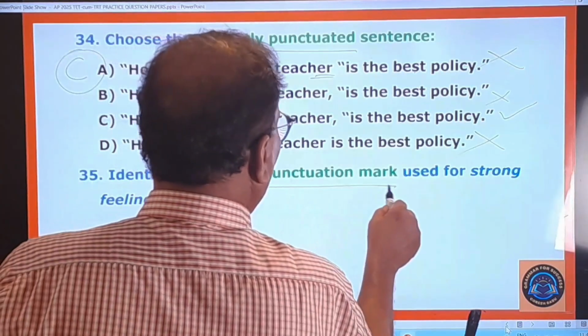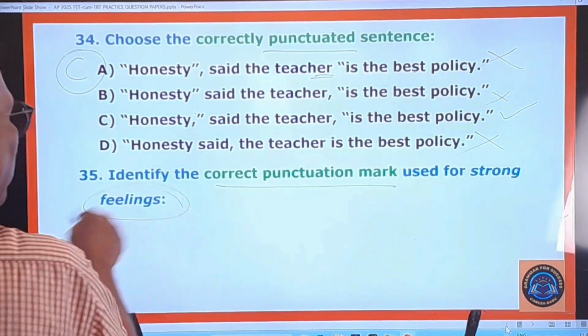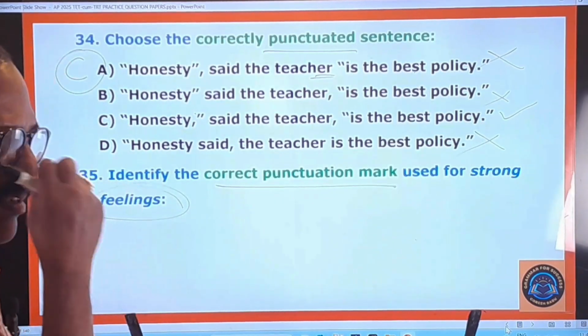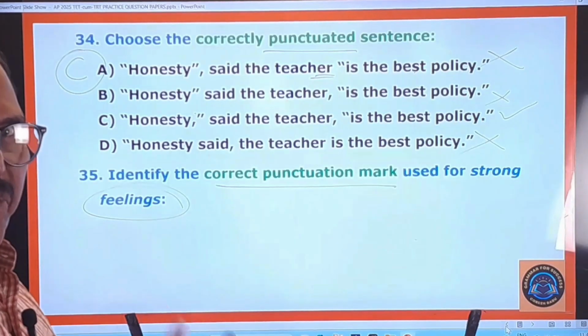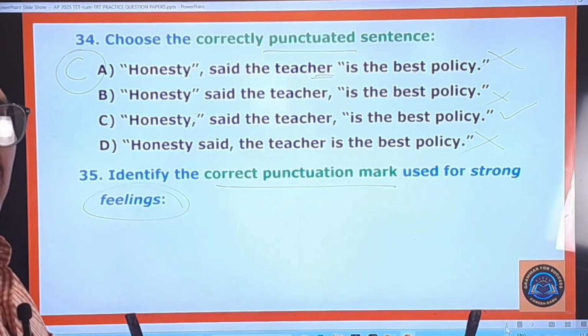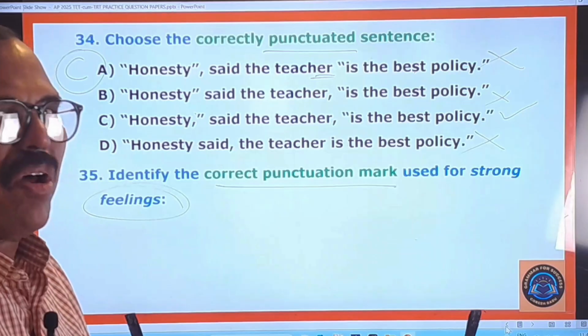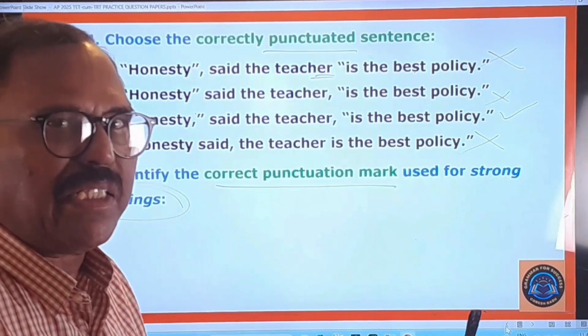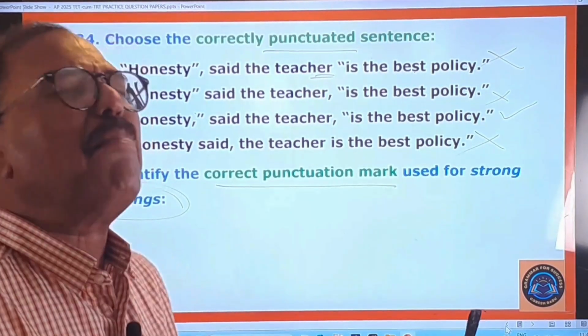Identify the correct punctuation mark used for strong feelings. Strong feelings means some joy, some sorrow, some fear. For example, some strong feeling when you are going along the way. Suppose you have hit some stone. What do you say immediately? Abba!